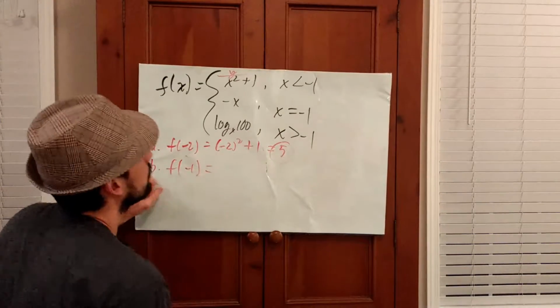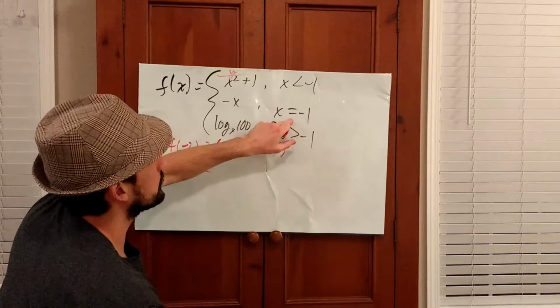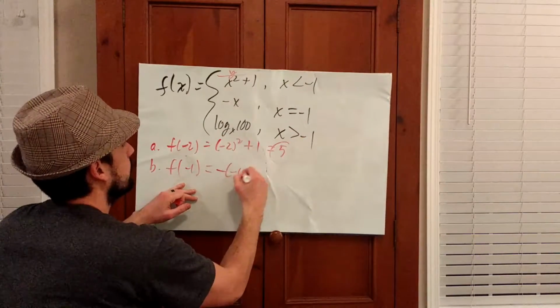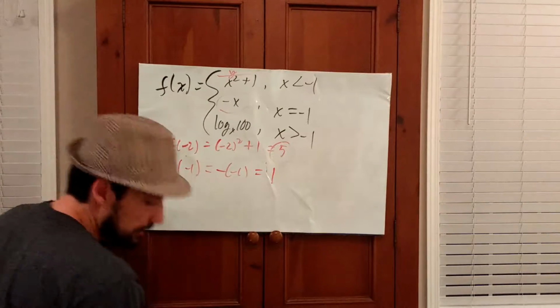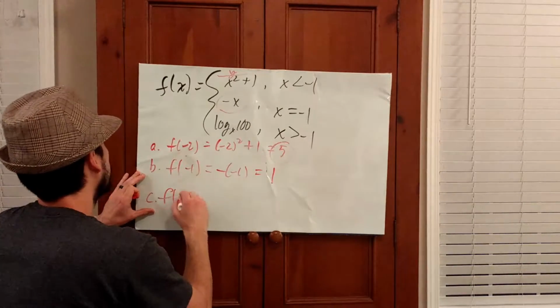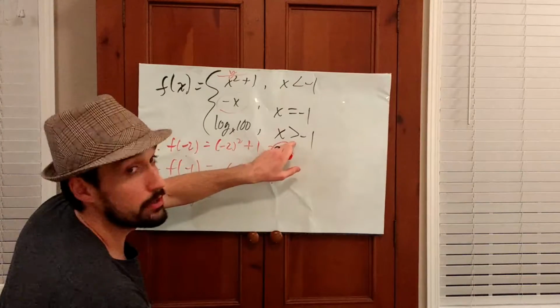-1. -1 fits here, not here nor here, but just here. So the negative of -1, which is this piece, or 1. And part C, f of 10. 10 belongs to this one and this alone.